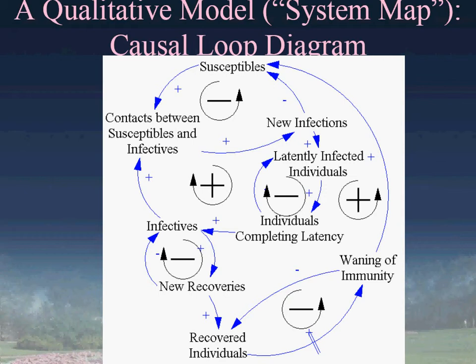By contrast, there are positive loops, or loops labeled with a positive sign, which indicate reinforcing feedbacks. These are feedbacks where we sometimes use the term vicious cycle. So let's trace one of those. There's one here involving contacts between susceptibles and infectives, which leads to more new infections, which leads to more latently infective individuals, and individuals eventually completing latency and therefore more infectives. This is a vicious cycle of infection breeds infection. You have more and more people getting infected over time. So in these diagrams, what we have is competing loops.